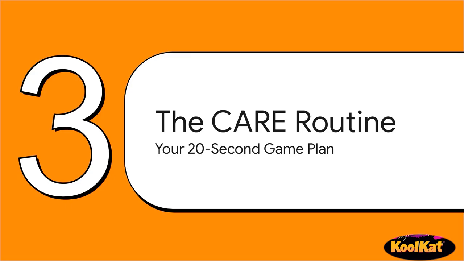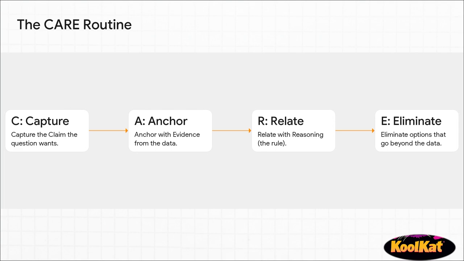Now, knowing what CER is, that's one thing, but you need a way to use it fast when that clock is ticking. And that's where the CARE routine comes in. Think of it as your 20-second mental checklist for every single one of these data questions. This is your new ritual. It goes like this. First, C. Capture the claim in each answer choice. What are they saying? Next, A. Anchor it with specific evidence. Go find the numbers in the data that back it up. Then, R. Relate that evidence to the claim with some simple reasoning. And finally, E. Eliminate any choice that just doesn't hold up. CARE. Every question, every time.